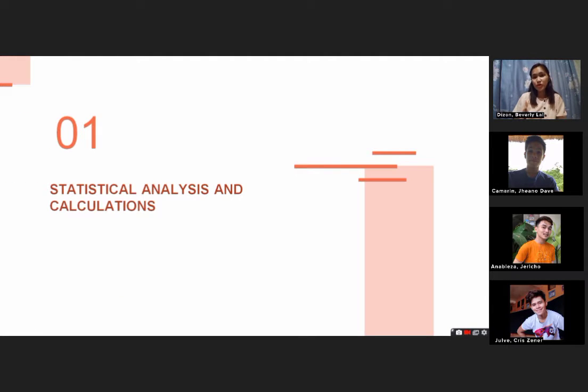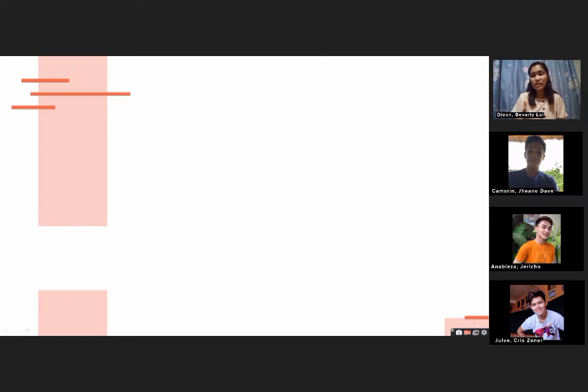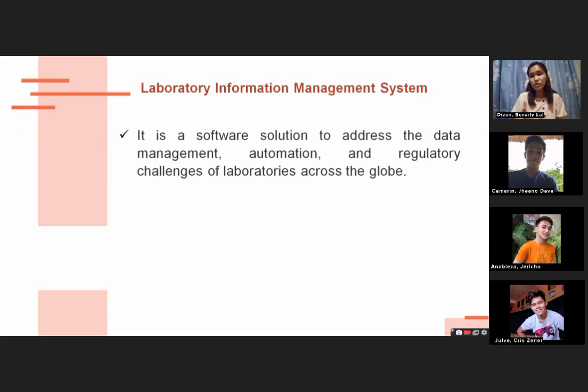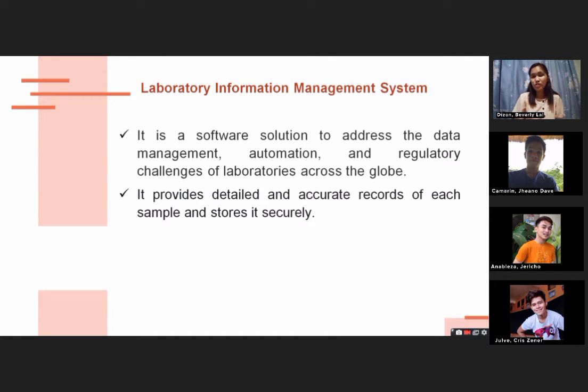Before we go further in explaining the statistical analysis and calculations, we will first know what the LIMS, or the Laboratory Information Management System, is. LIMS is a software solution to address the data management, automation, and regulatory challenges of laboratories across the globe. So, this LIMS supports a modern laboratory's operations, and it provides detailed and accurate records of each sample and stores it securely.